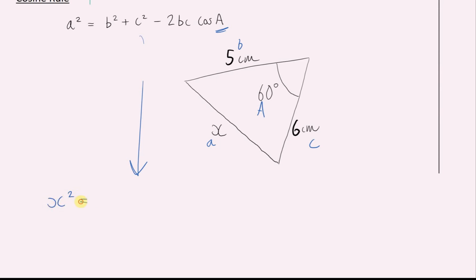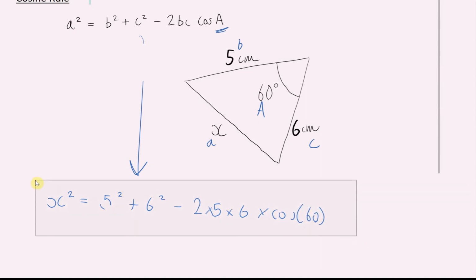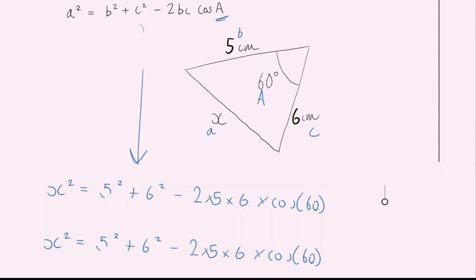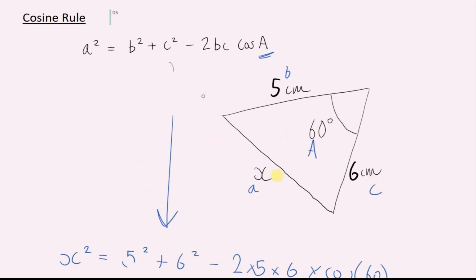So a squared is now x squared, and we just fill it in. All you need to do is look at the formula and look where things are labelled. The mistake I most often see is people get to this stage and don't realize they need to square root it. So you've got x squared here, but you want x. So x will be the square root of all of this. Okay, that is the first form of the cosine rule.